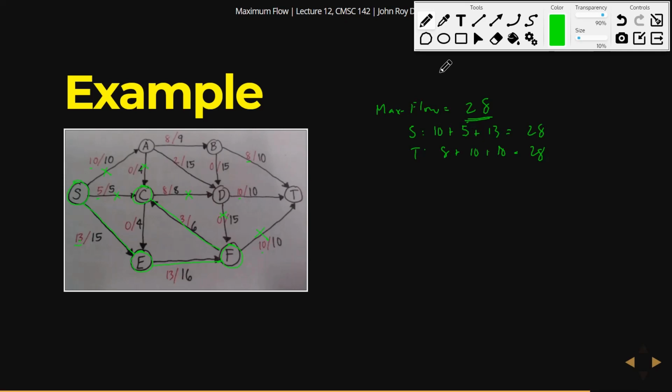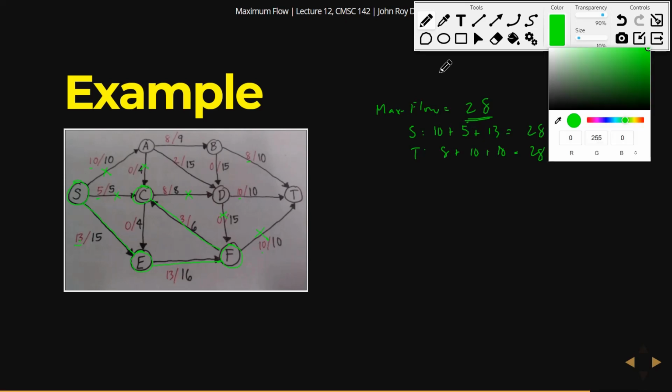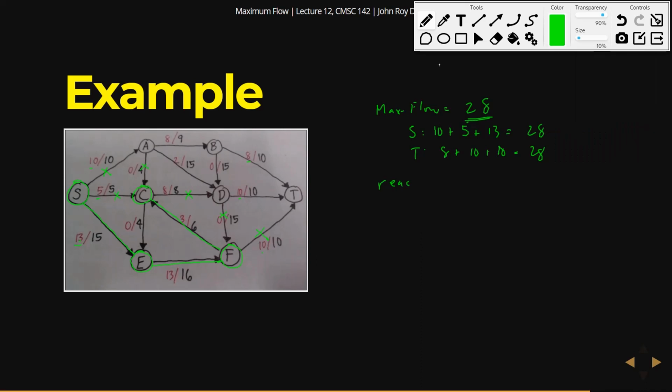So this would be our partition. So the nodes that are reachable from S are S, E, F, and C. And those that are not reachable are, so this is one group, S, E, F, C.